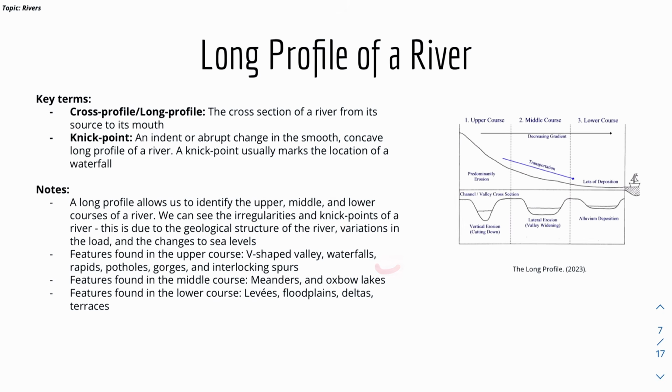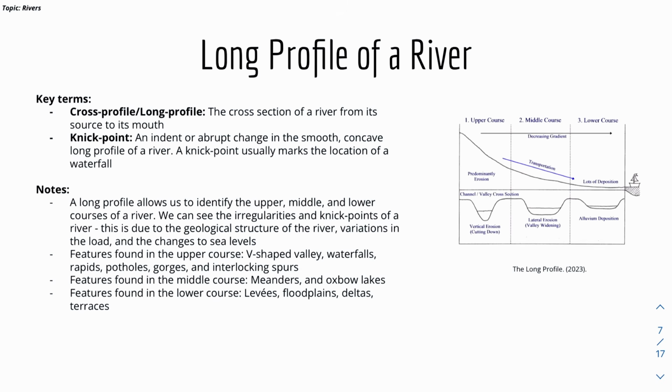And there are different features found in the different parts of the river, as I mentioned earlier in the first few slides. So for example, in the upper course we'll find V-shaped valleys, waterfalls, rapids, potholes, gorges, and interlocking spurs. Whereas in the middle course, we'll find features such as meanders and oxbow lakes, because they go hand in hand. And in the lower course, we'll find levees, floodplains, deltas, and terraces.